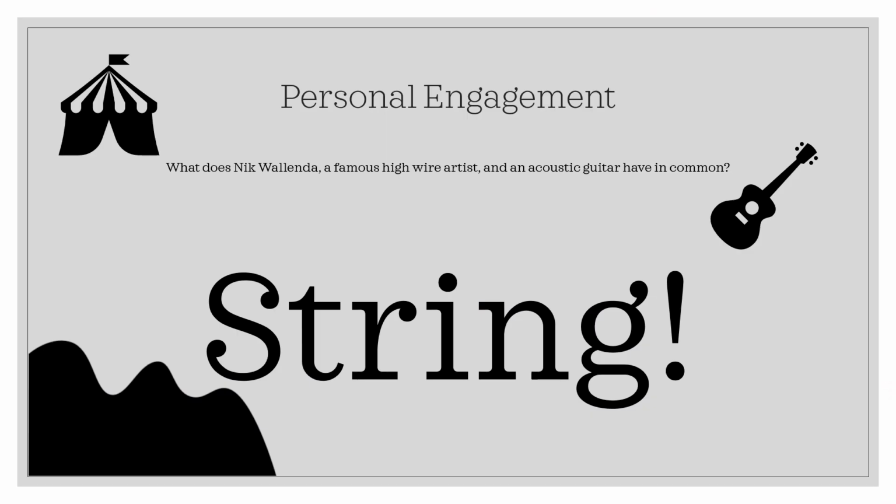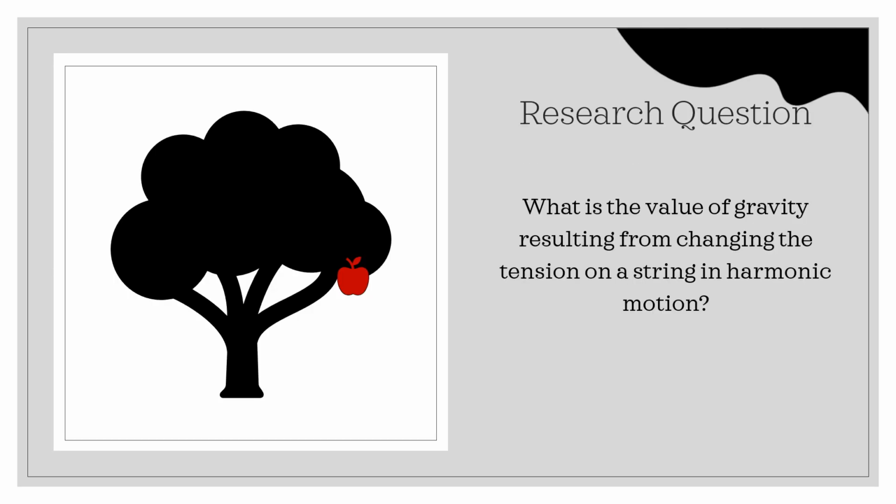So, what does Nick Wallenda, a famous high-wire artist, and an acoustic guitar have in common? Well, it's string. Think about it. A tightrope is made out of string, and so are the strings on a guitar. So, what is the value of gravity resulting from changing the tension on a string in harmonic motion? This will be explored to help relate those two topics.